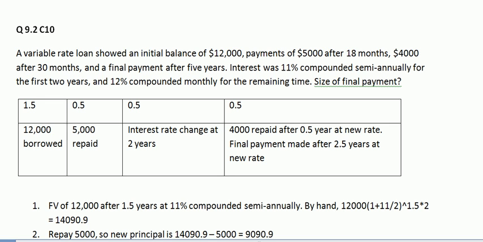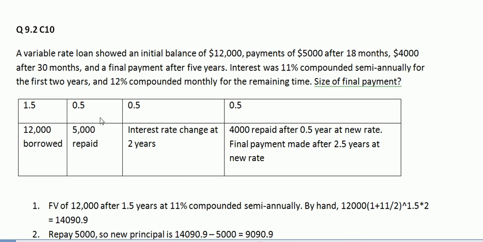Just reading this through, it looks like quite a tricky question. But in fact, it's not so difficult if we just remember that we need to make a timeline to divide up the time. Basically, there are a number of different changes moving forward from the time that you borrowed $12,000, and an interest rate change after 2 years.